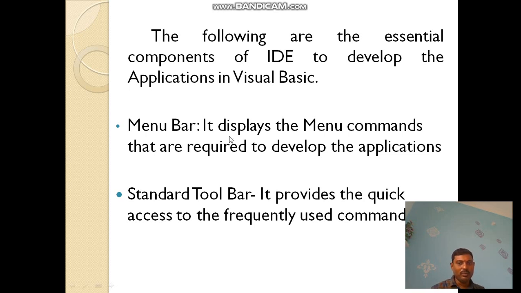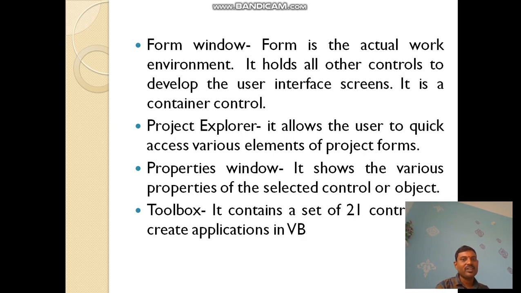The first one is the menu bar. It displays a list of menu commands or options to develop the application. The next one is the standard toolbar. It provides quick access to frequently used commands. The options available in the menus are provided in the standard toolbar for quick access. The next one is the form window.